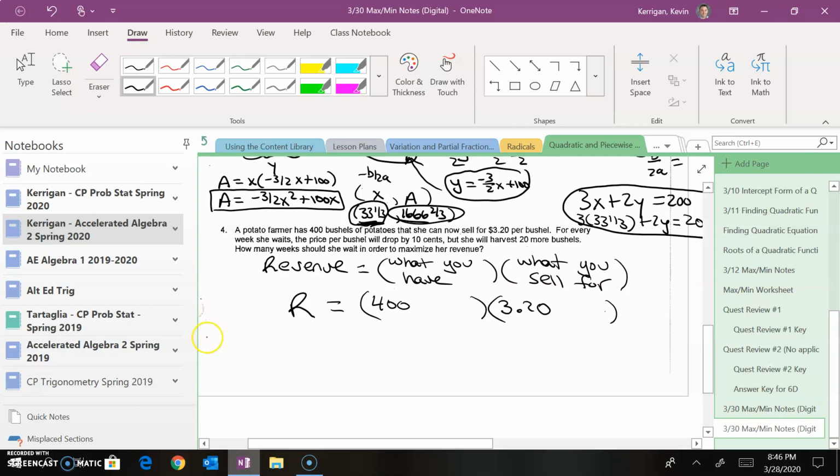So what we're going to do on the side here is say x equals the number of weeks that she waits. Currently she's selling 400 bushels, and she's selling them for $3.20. But for every week that she waits, she is harvesting 20 more bushels. So for how many she has, she's starting with 400, but then she's adding 20 times every week that she waits. So after 2 weeks, it would be 400 plus 20 times 2, which would be 440.